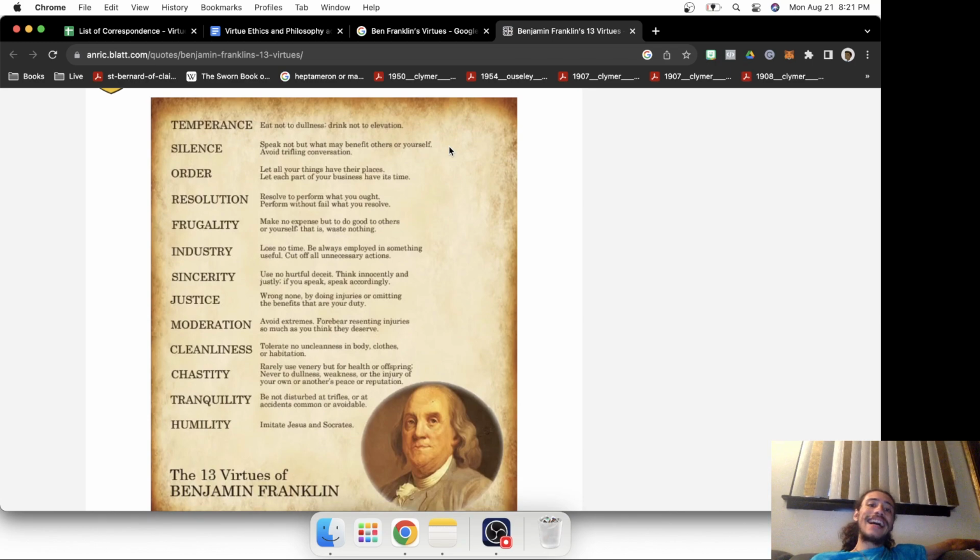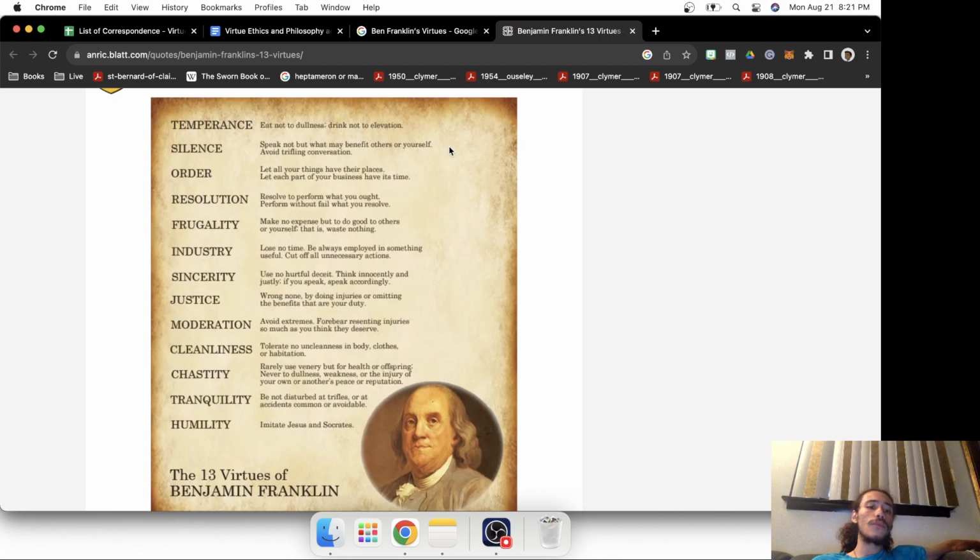It says, temperance: eat not to dullness, drink not to elevation. Silence: speak not but what may benefit others or yourself. Avoid trifling conversation. Order: let all your things have their places. Let each part of your business have its time. Resolution: resolve to perform what you ought. Perform without fail what you resolve. Frugality: make no expense but to do good to others or yourself.